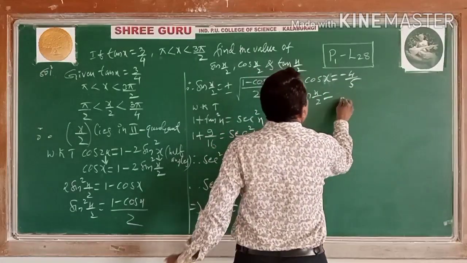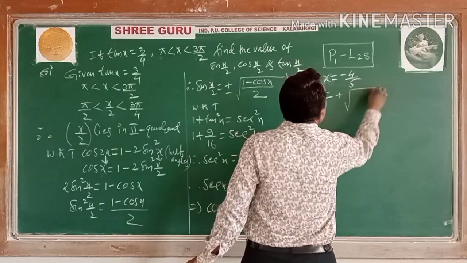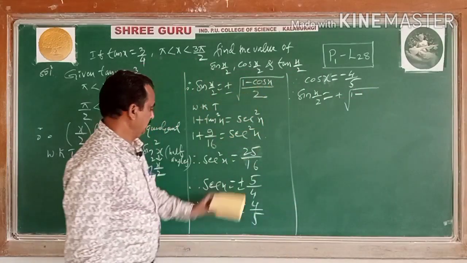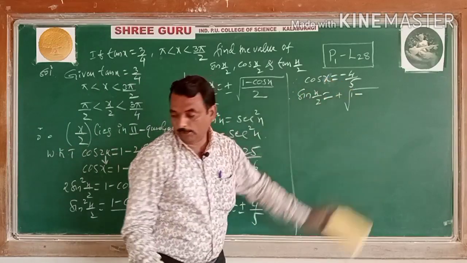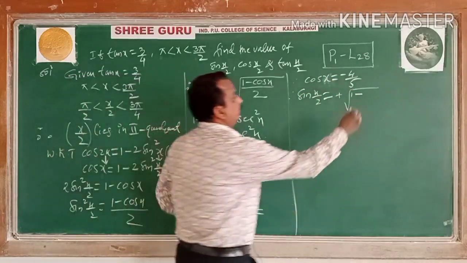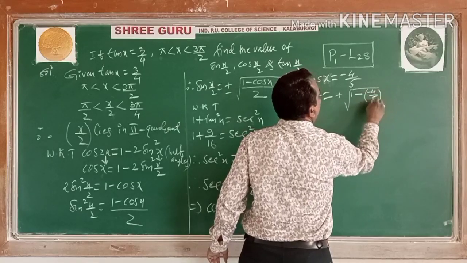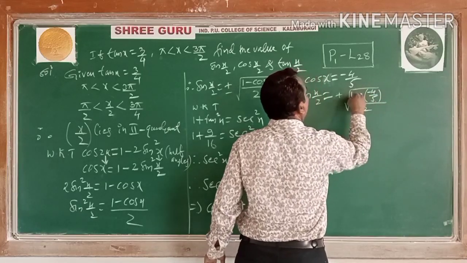Don't confuse the students here. Positive, it is plus of 1 minus cos x. What is the cos x value here? Cos x is the negative value you have taken. See the negative value, substitute here: minus 4 by 5 divided by 2.